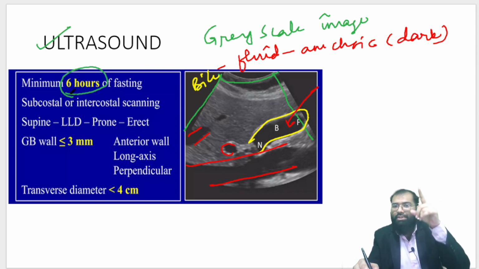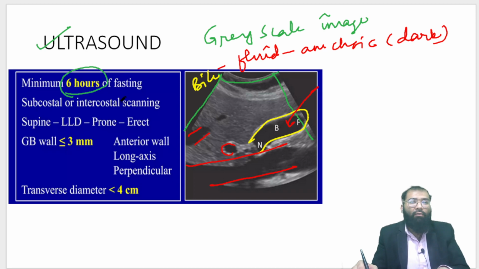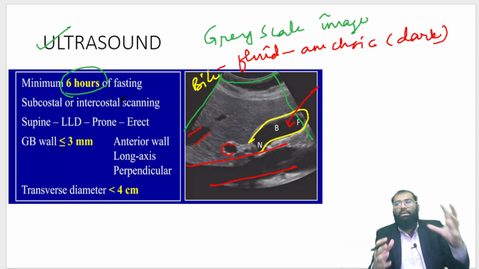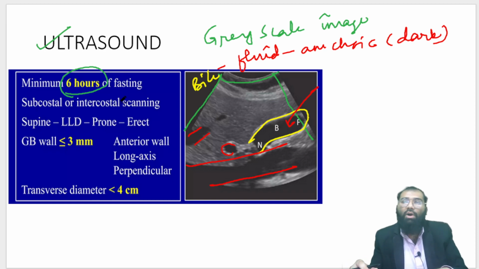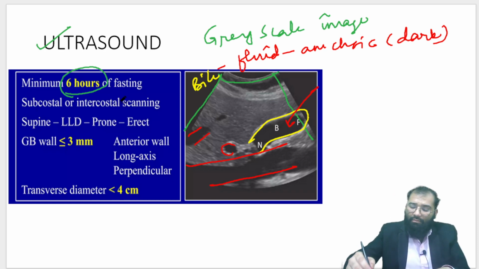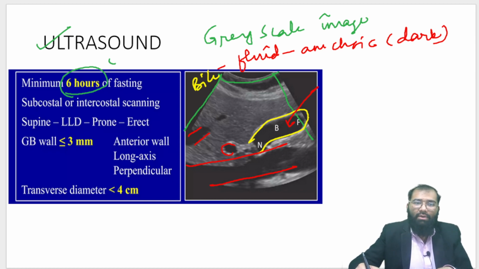A very important concept when you do ultrasound is that you need minimum 6 hours of fasting. Basic physiology question which is often asked based on this: why do you need 6 hours of fasting? Because if fatty food is taken, the GB would contract, which is called cholagogue and choleretic action because of fatty food. So in order to avoid that, you need 6 hours of fasting, and then you have to scan in the subcostal or intercostal region.